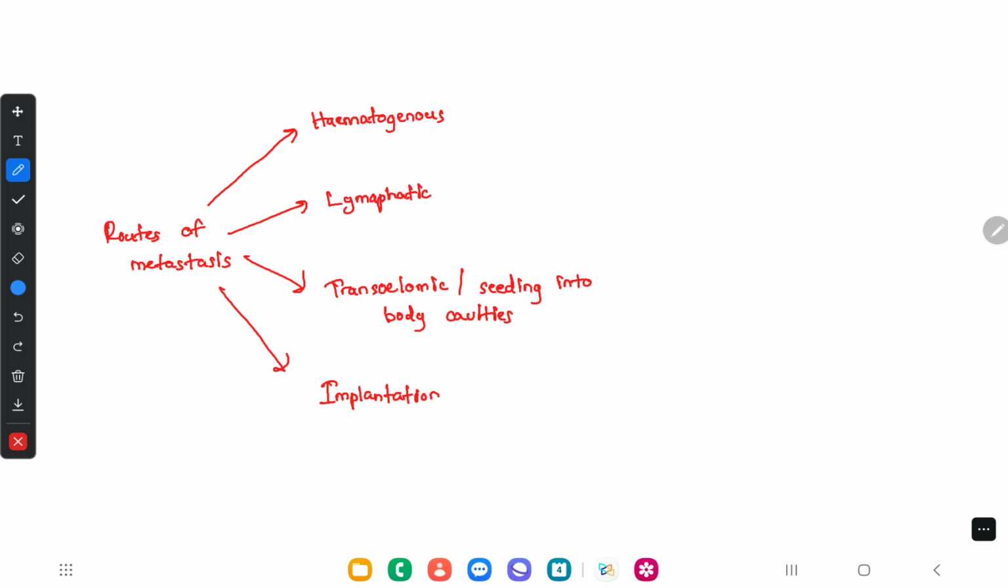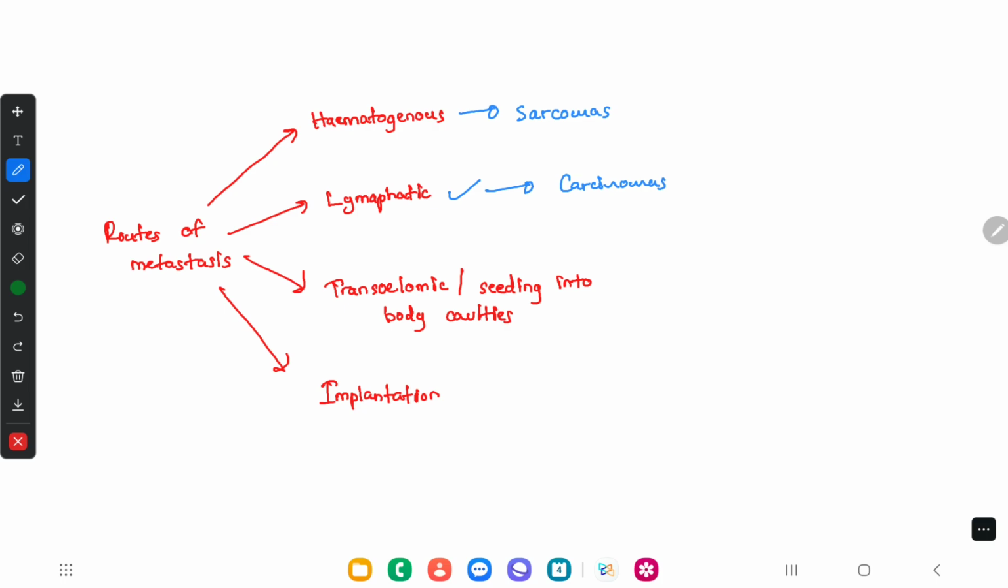Usually lymphatic spread is more typical in carcinomas, whereas hematogenous spread is more typical in sarcomas. Carcinomas are malignant tumors which arise from the epithelial cells, and sarcomas are malignant tumors which arise from the mesenchymal or connective tissues. But carcinomas can also spread via the hematogenous route. Sarcomas most favor it.